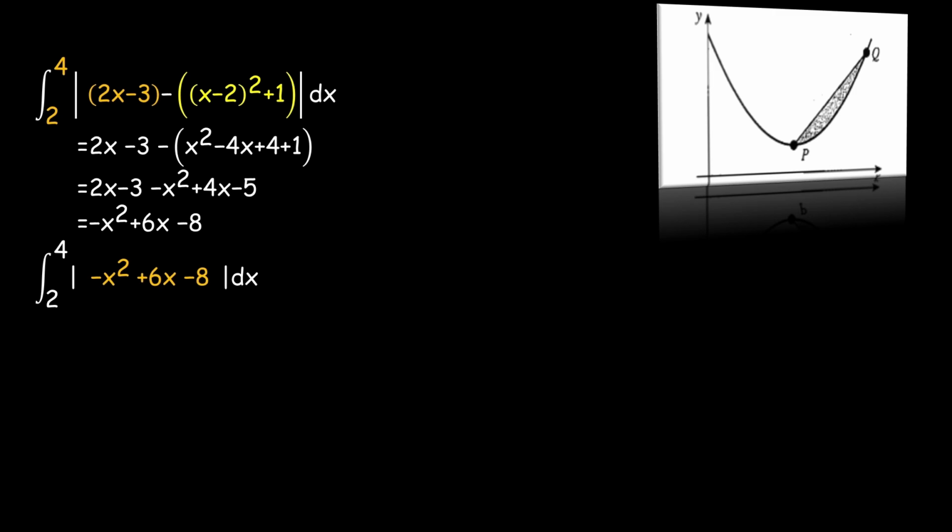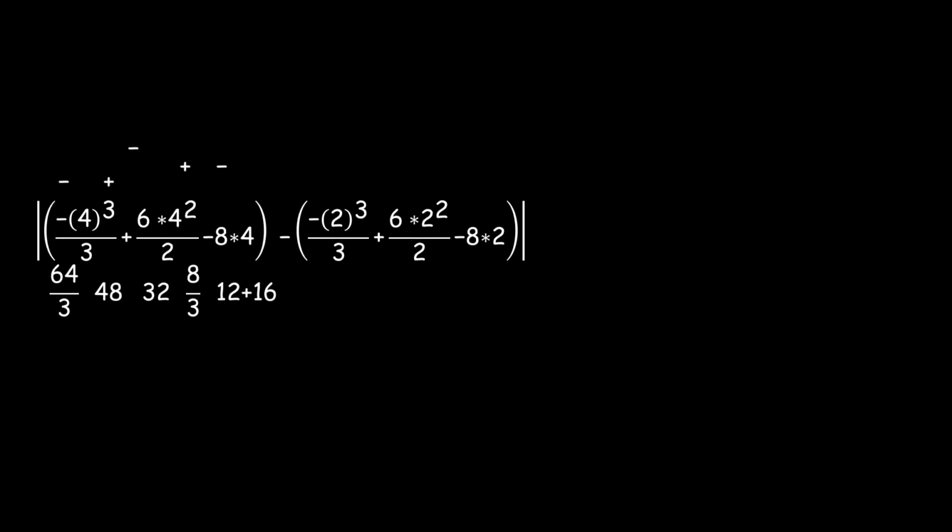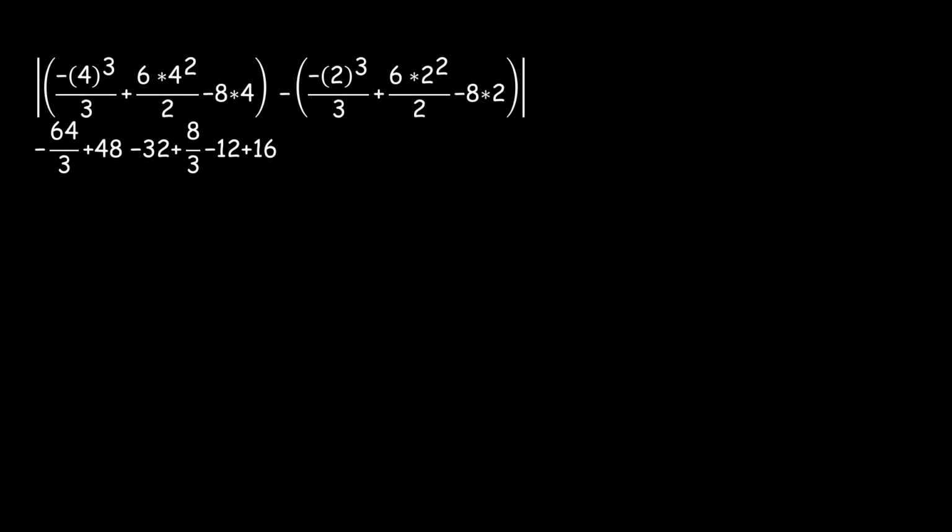So we would have negative x cubed over 3 plus 6x squared over 2 minus 8x from 2 to 4. Okay, we'll substitute the values of 4 and 2, simplify them with the calculator, then subtract, and we should be able to get our answer at the end of the day. Now these fractions here, notice they have the same denominator. So if you pair the like terms, it'll be easier for you to work with. So I just color coded them for you to easily see what I'm talking about. This would give us 100 over 3 square units.